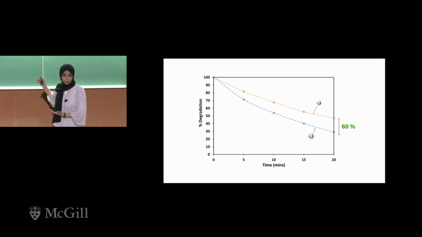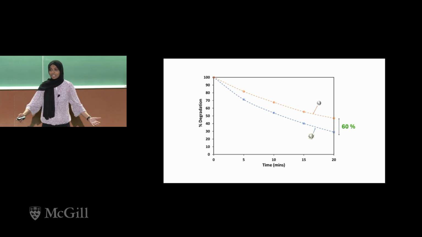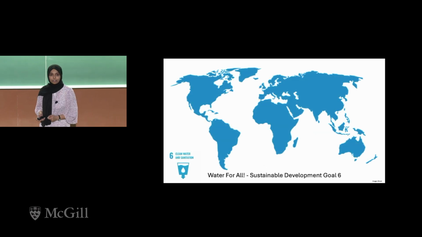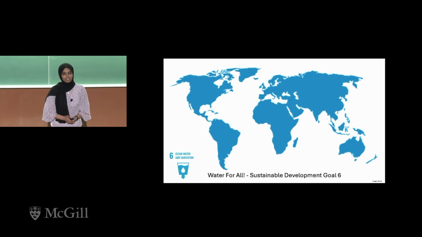So with this kind of superior performance, they can be used in those small-scale water treatment systems in rural regions. And with that, we will now be able to provide safe and clean water to the 8 billion global population. Thank you.